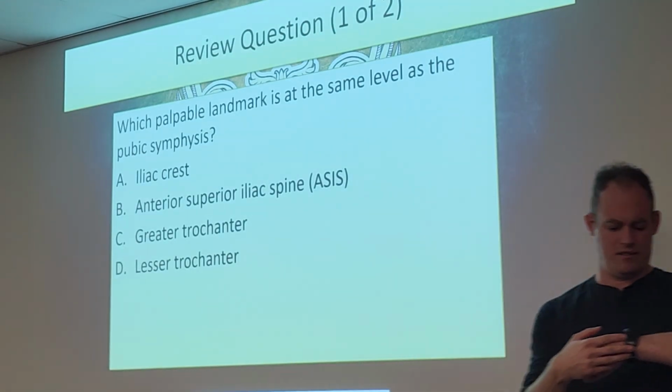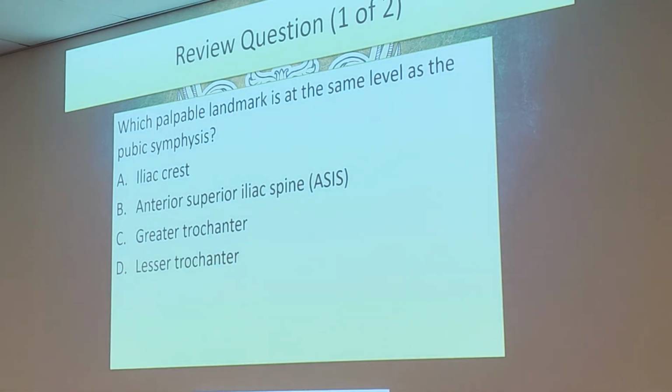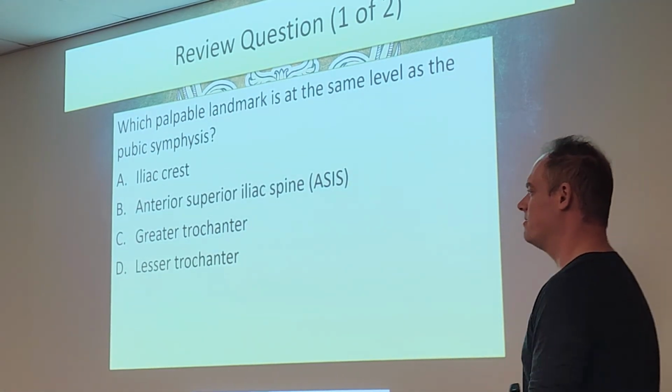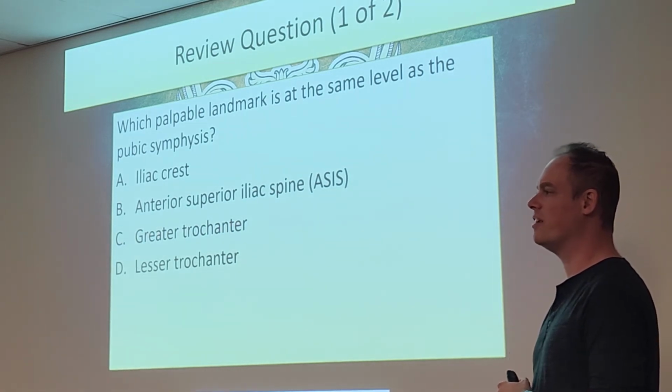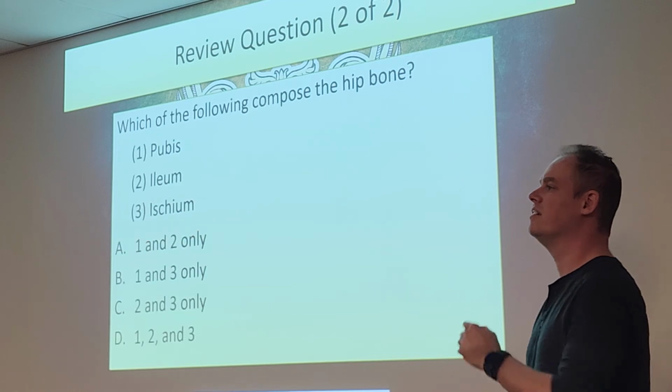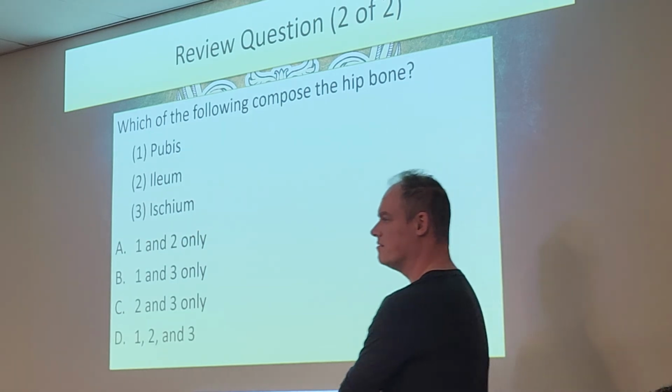All right, review question. Which palpable landmark is at the same level as the pubic symphysis? The greater trochanter. The greater trochanter, correct. Which of the following compose the hip bone?